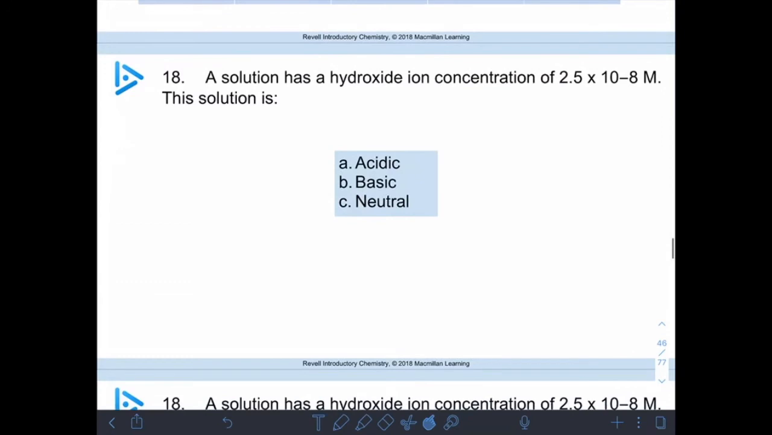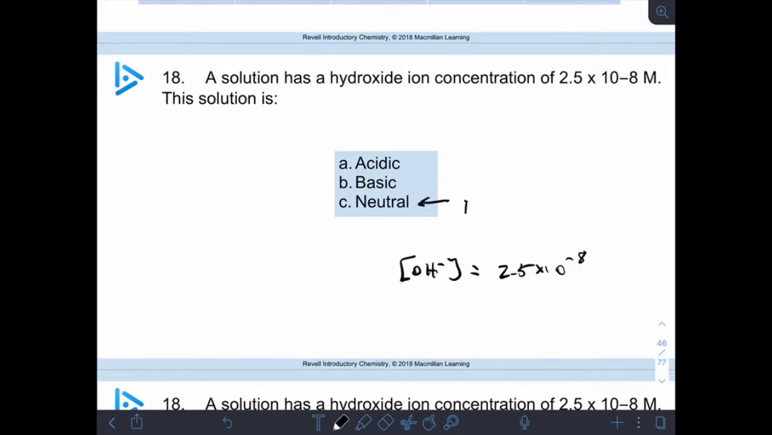All right, we completed our table, so let's do a little more practice. A solution has a hydroxide concentration of 2.5 times 10 to the minus 8. Is the solution acidic, basic, or neutral? So we're talking about the OH minus concentration, 2.5 times 10 to the minus 8. Can we tell? Yes, we can. We can actually do this without any calculations.